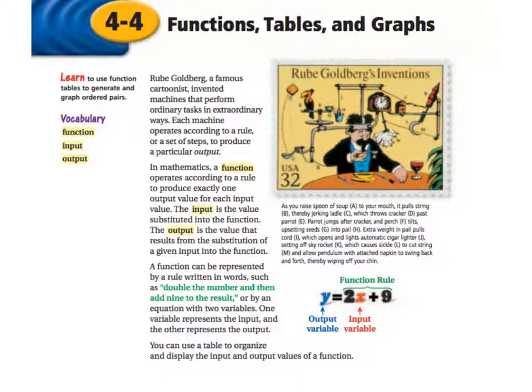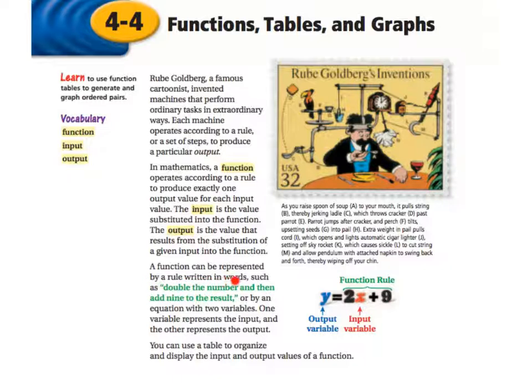Rube Goldberg, a famous cartoonist, invented machines that perform ordinary tasks in extraordinary ways. Each machine operates according to a rule or a set of steps to produce a particular outcome. In mathematics, a function operates according to a rule to produce exactly one output value for each input value. The input is the value substituted into the function. The output is the value that results from the substitution of a given input into the function.